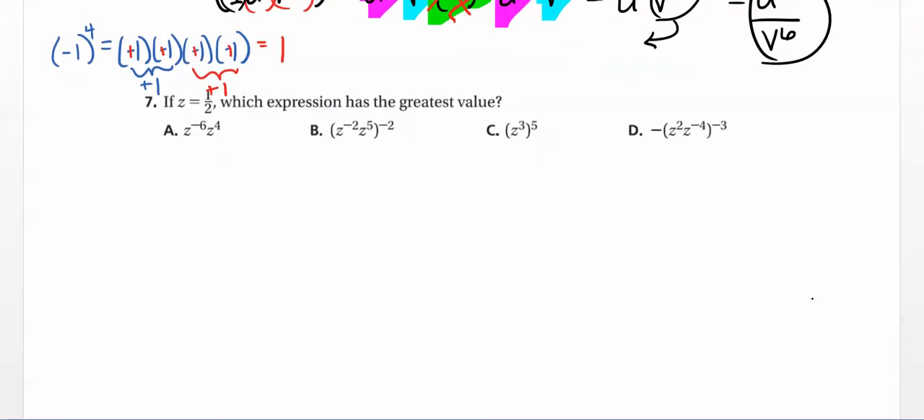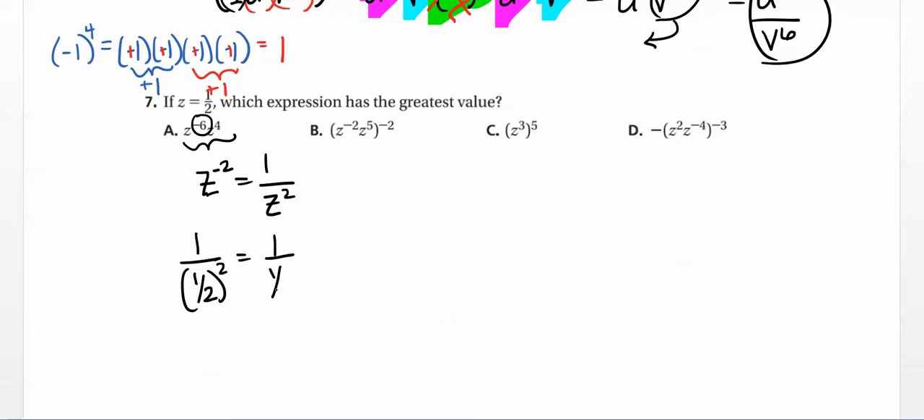Okay, for number 7, it says which expression has the greatest value when z is equal to 1/2. So they're all z's. So what you want to do is combine them first. So this is z to the -2, which is going to be 1 over z squared. Now since z is 1/2, I'm taking 1/2, squaring it, so it's 1 divided by 1/4. And if you think about it, how many fourths go into 1? It's the same as how many quarters go into a dollar. It's 4.